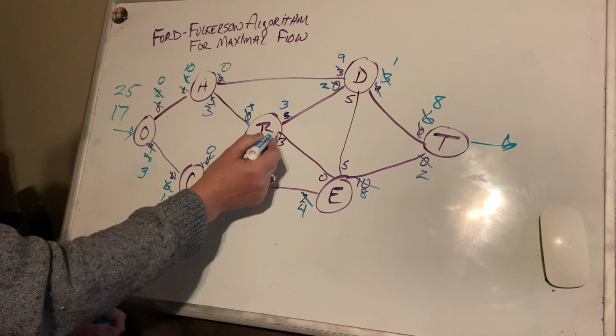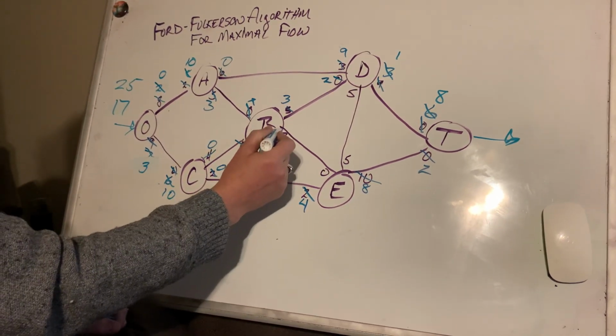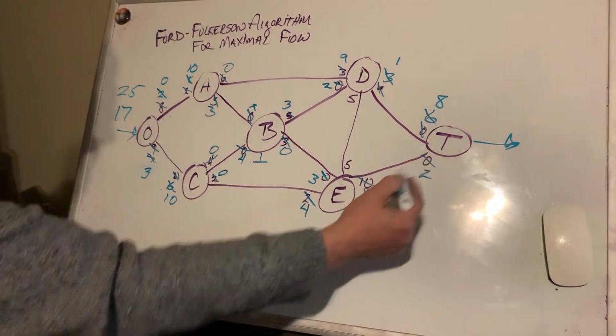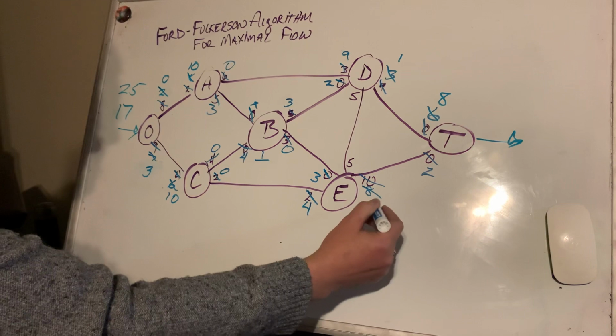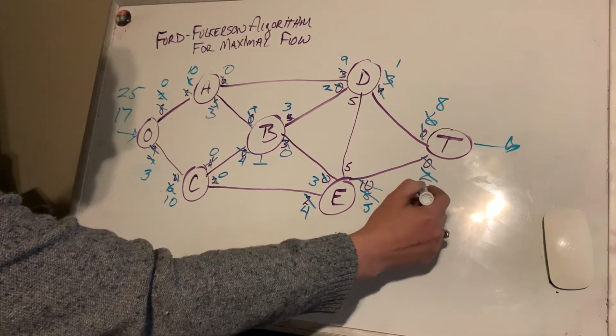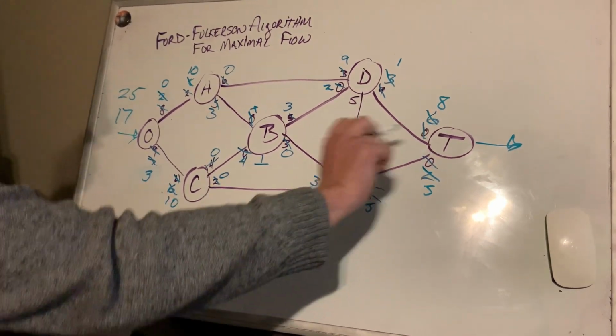Right now, we're going to send the additional 3. 1 and 3 is 4. That's what we're dealing with. The 3 becomes 0. The 0 becomes 3. Now we're sending it along this pipe. Our 8 becomes 5. And our 2 becomes 5. 2 plus 3. And now we've got a total of 13 going out.